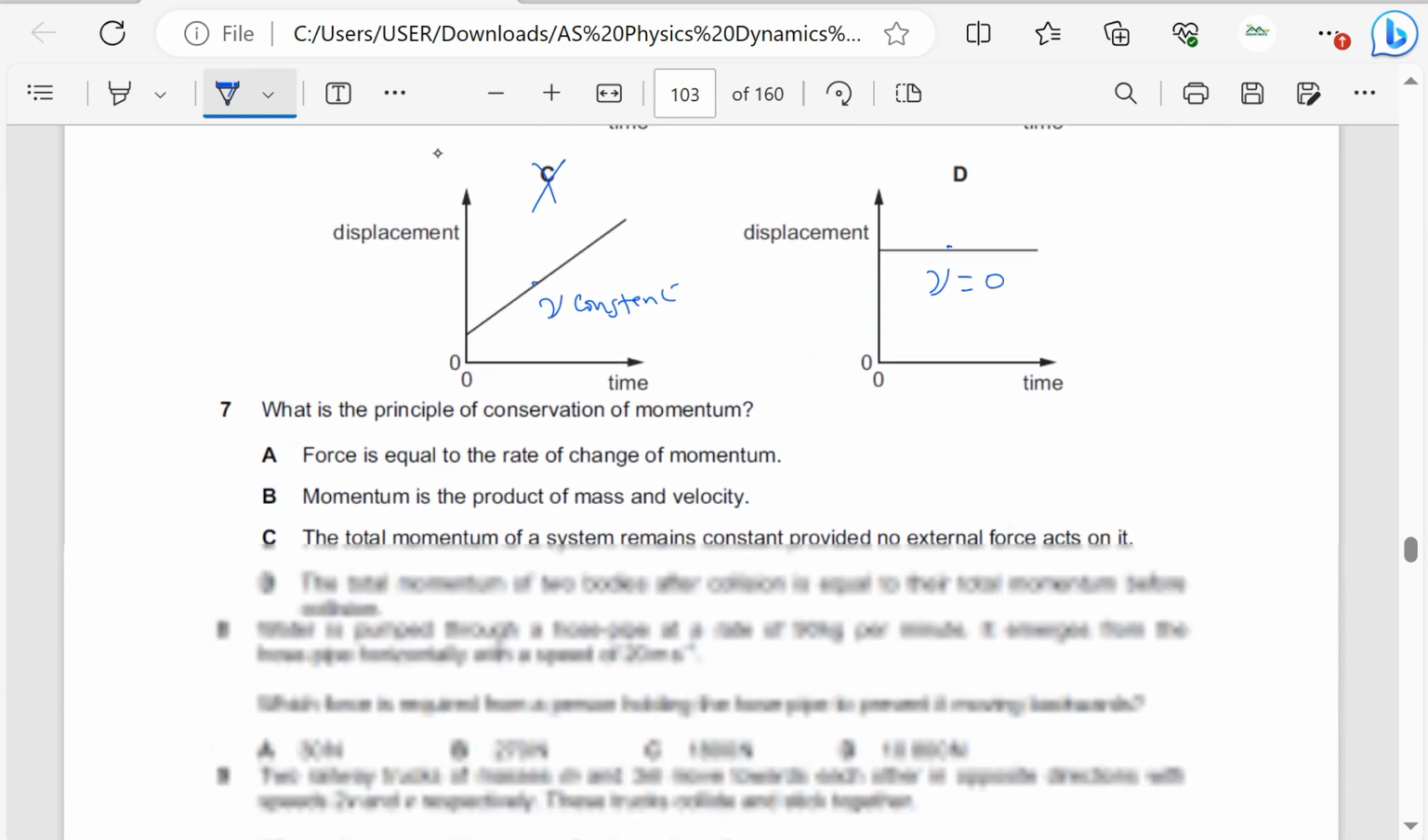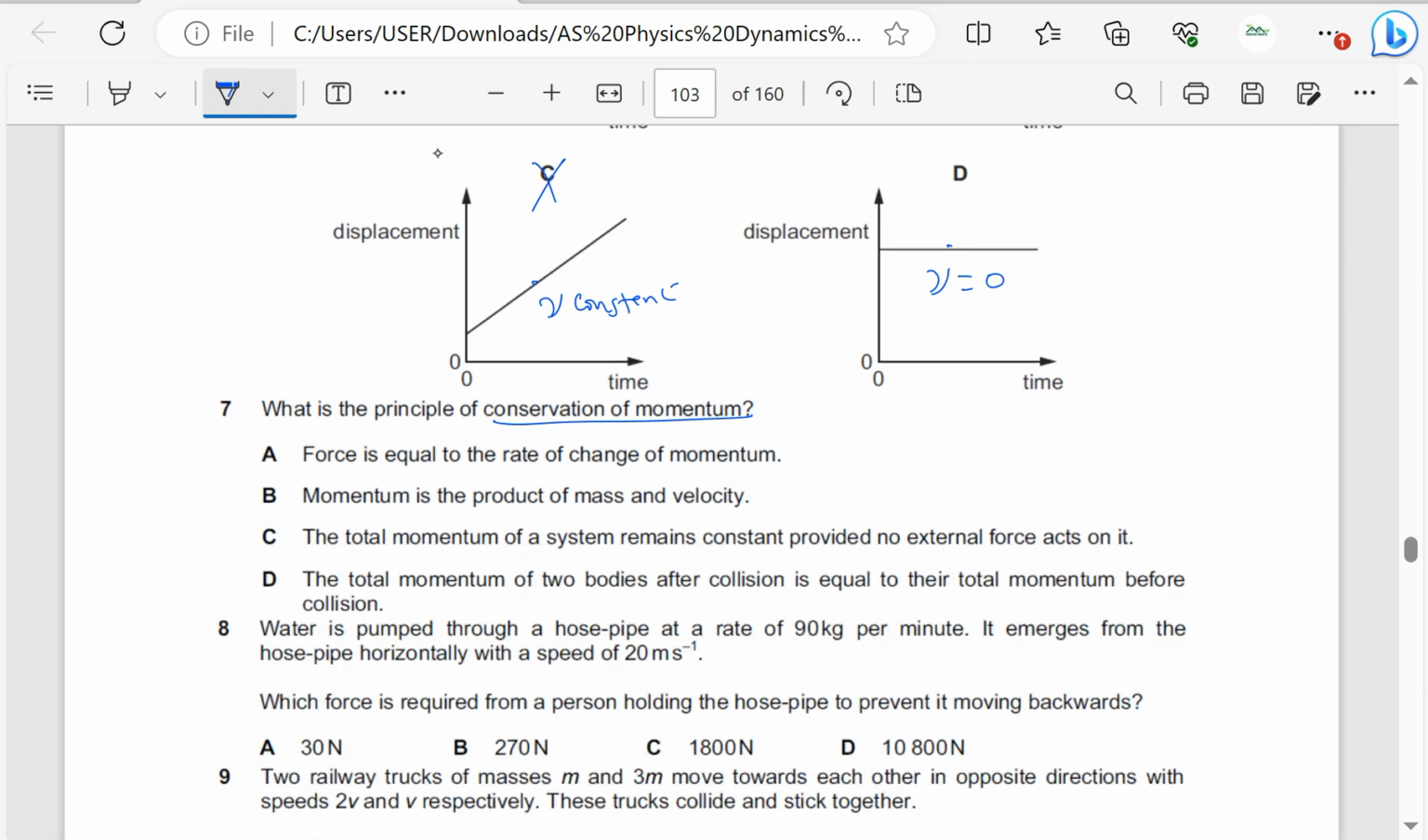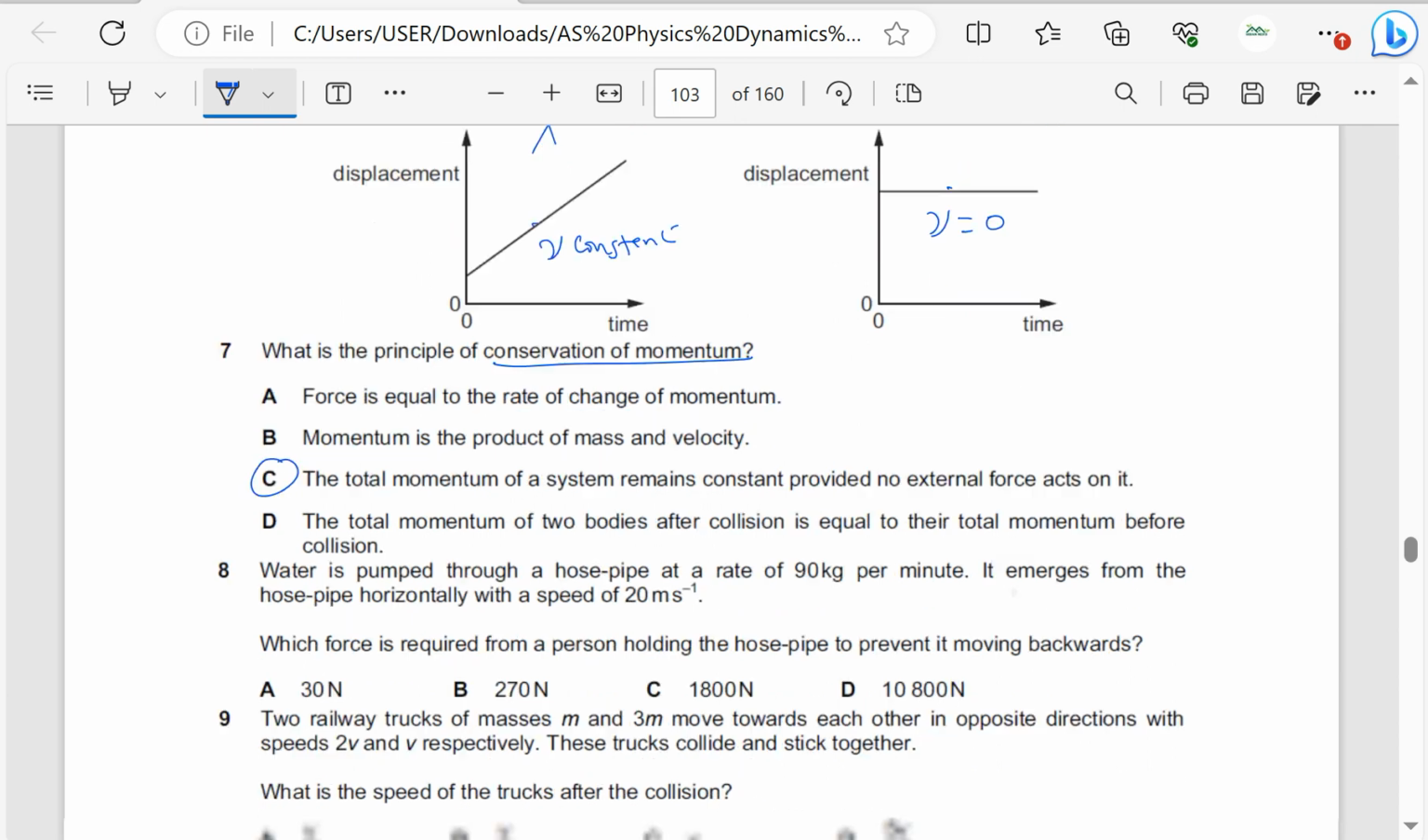What is the principle of conservation of momentum? For an isolated system of interacting bodies, total momentum remains constant. So the answer is going to be C. Total momentum of a system remains constant provided no external forces act on it. If no external forces act on the system, it is said to be isolated.